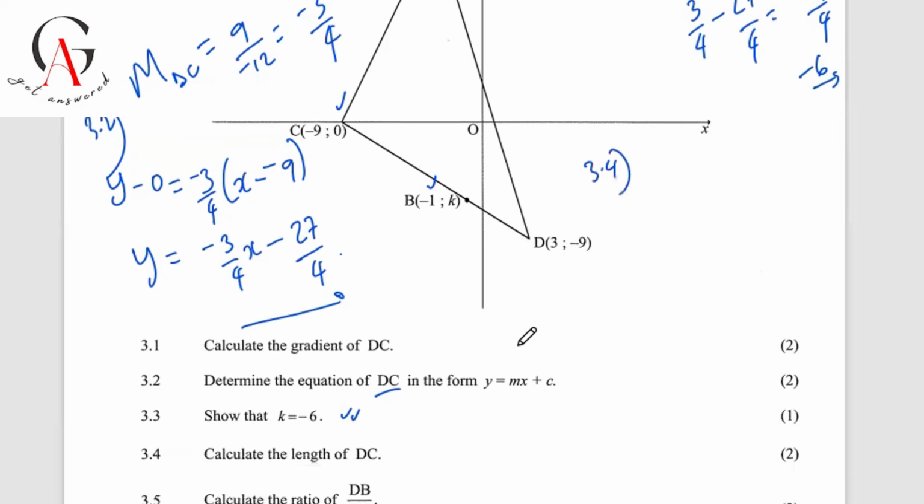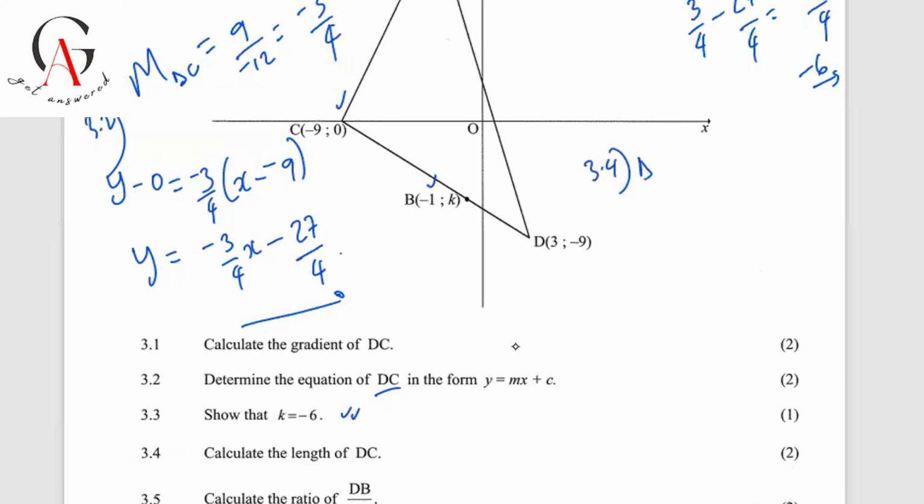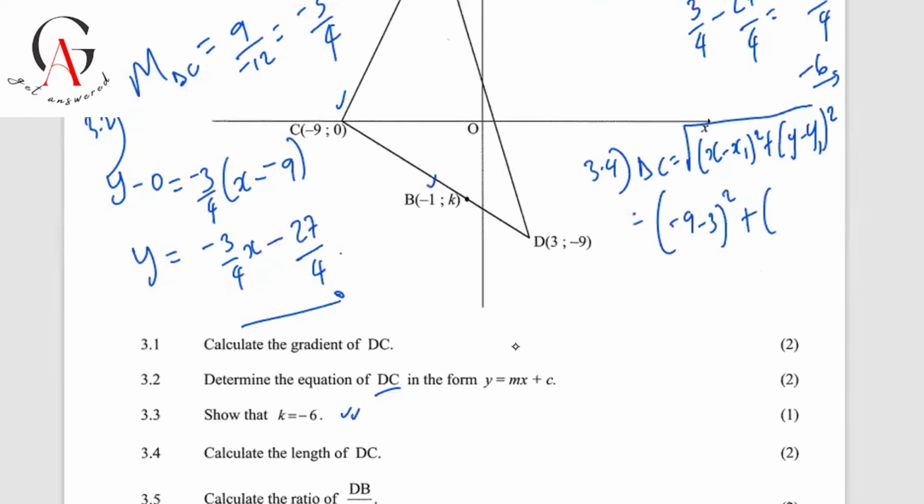All right, then 3.4. Can we calculate the length DC? So with DC, we have to use the distance formula. Okay, so that will be x minus x1 squared, and then y minus y1 squared. If you do your substitutions, that's going to be negative 9 minus 3 squared plus 0 minus minus 9 squared. This must be under the root sign. So when I punch that into my calculator, negative 9, and then that is a 12, I'm ending up with 15 units. Okay, so that is 15 units.